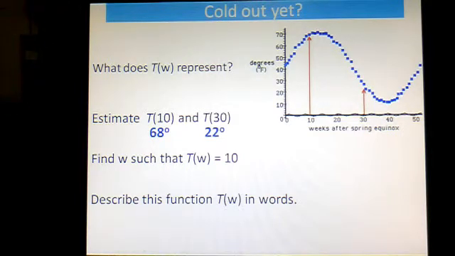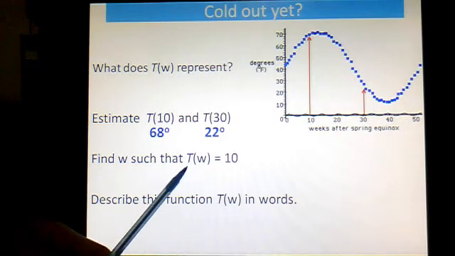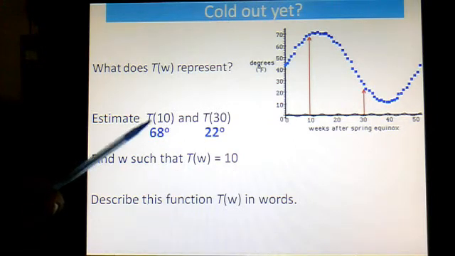Third one, find W. This is switched around here, and usually you'd see... Yeah, I guess that's all right the way it's written. Find a W. Find a week such that the temperature is 10 degrees. Completely different than how it's written here.